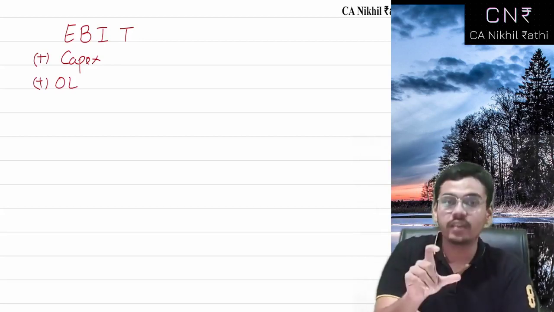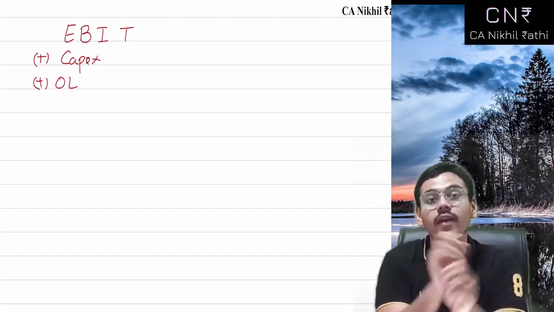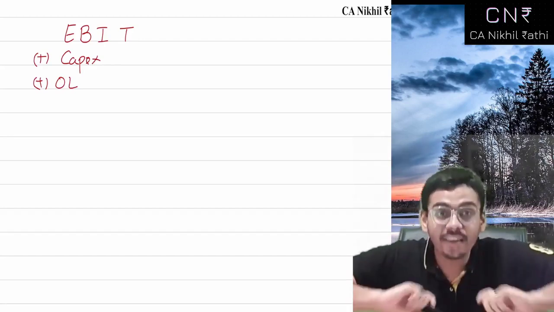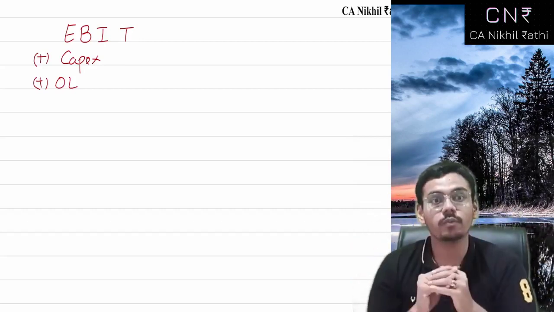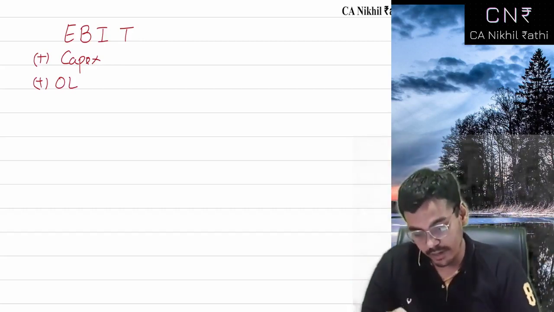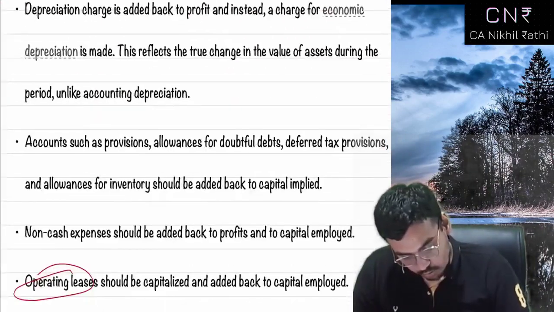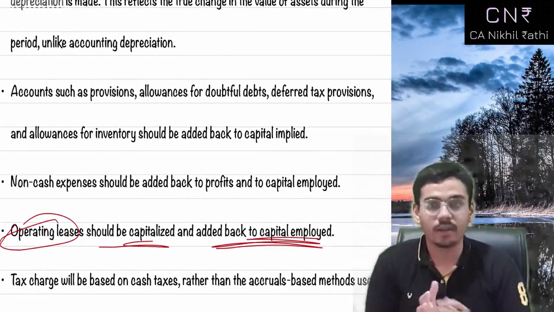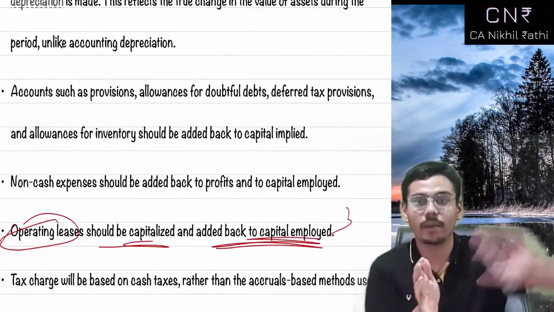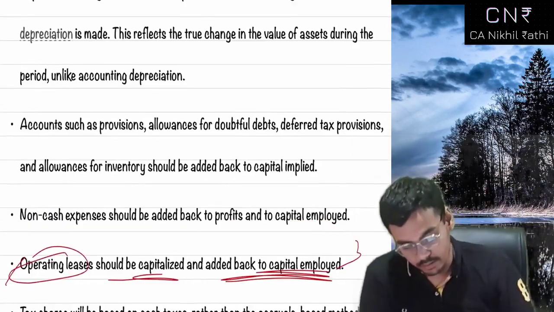If it's given as financing lease, ignore that part. If they have given operating lease, add the expenses of operating lease to your EBIT. Have you got this part? Yes. Next. This is the other part. It should be capitalized and added back to capital employed. Eventually, in that capital employed, all capital expenditures are added. So we add that.